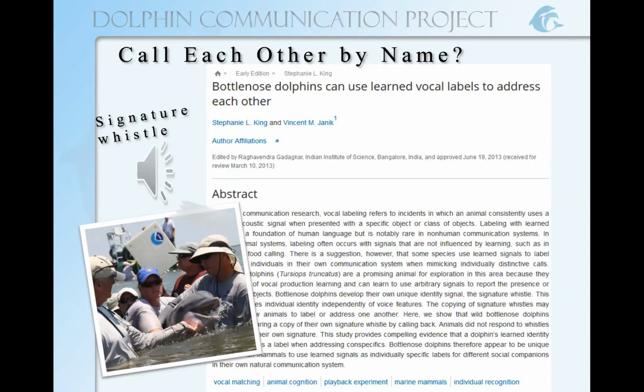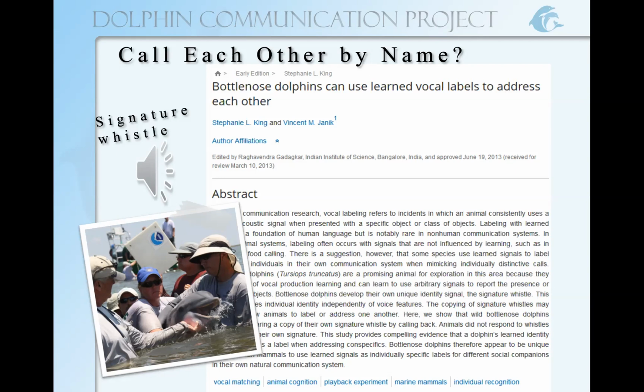And this is the most language-like aspect of dolphins' natural communication systems. It is a unique whistle that the dolphins of some species develop in their first year of life, which they use as a contact call. So when dolphins are separated in distance or time and they want to come back together, they'll either use the signature whistle of another dolphin, or they'll produce their own signature whistle between individuals.